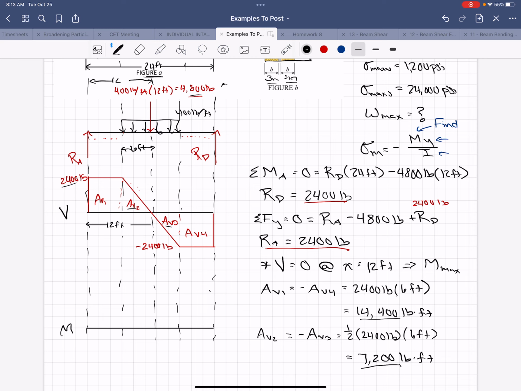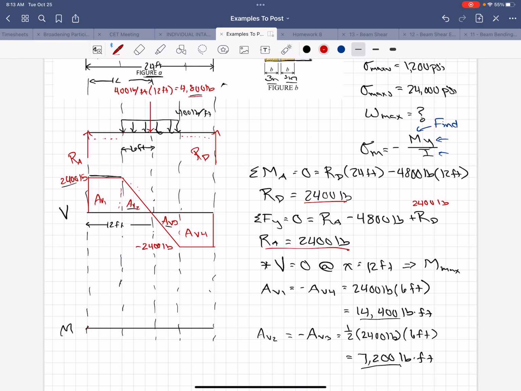So we know that when we get to this first dotted line, we have a flat line here on our shear diagram, so we are going to have a linearly sloped line starting at 0 and going up to 14,400. I'll make this red so you can see it better.